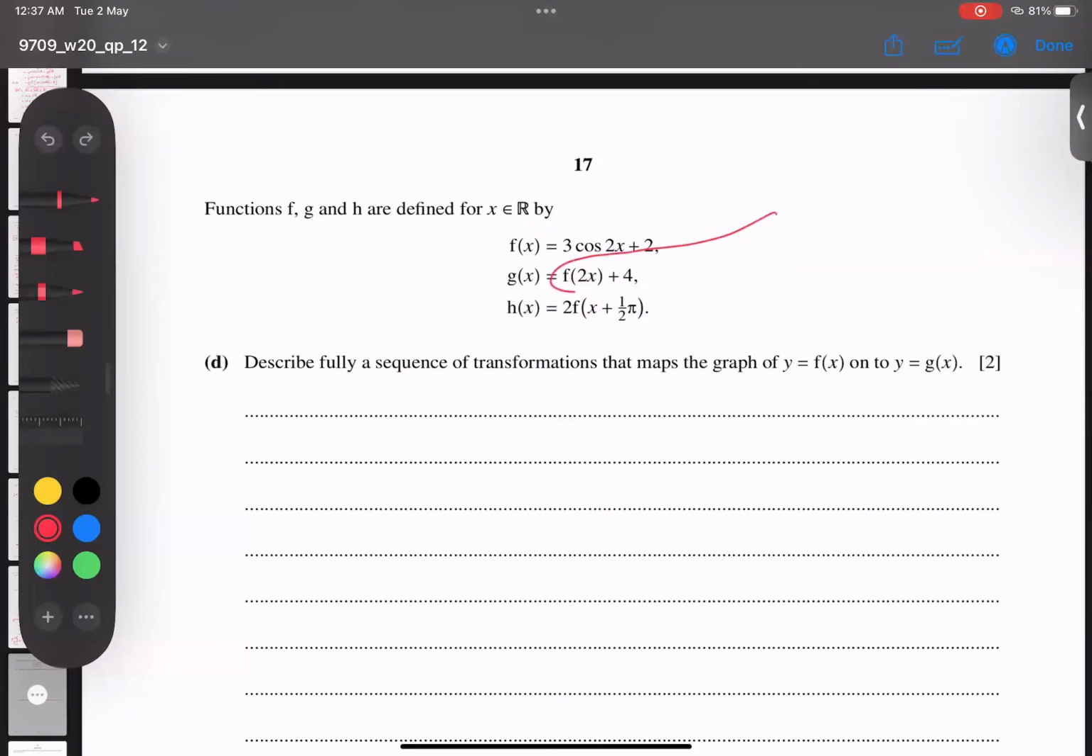So first we talk about this. What is this 2? There are two ideas. One, this is applied in the bracket, and this 2 is outside the bracket. So whenever it is inside a bracket and when outside a bracket, they are two different stories. When multiplying outside, this is called a stretch parallel to the y-axis. And what is inside is called a stretch parallel to the x-axis.